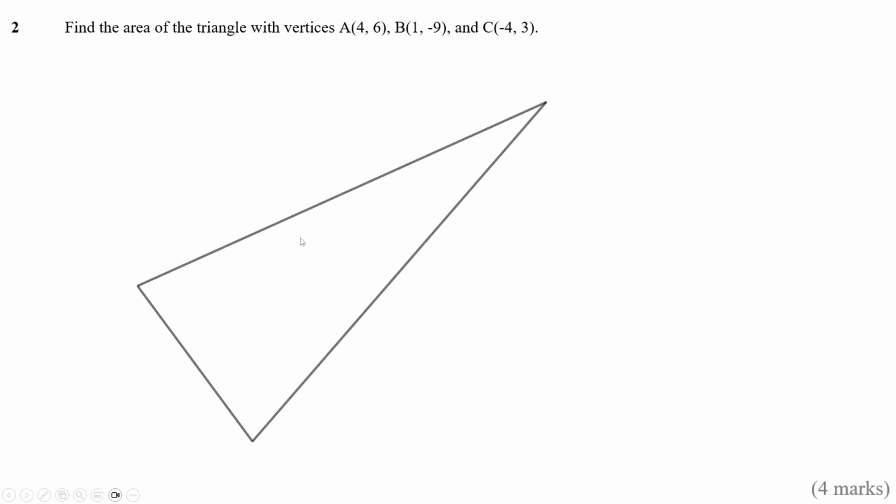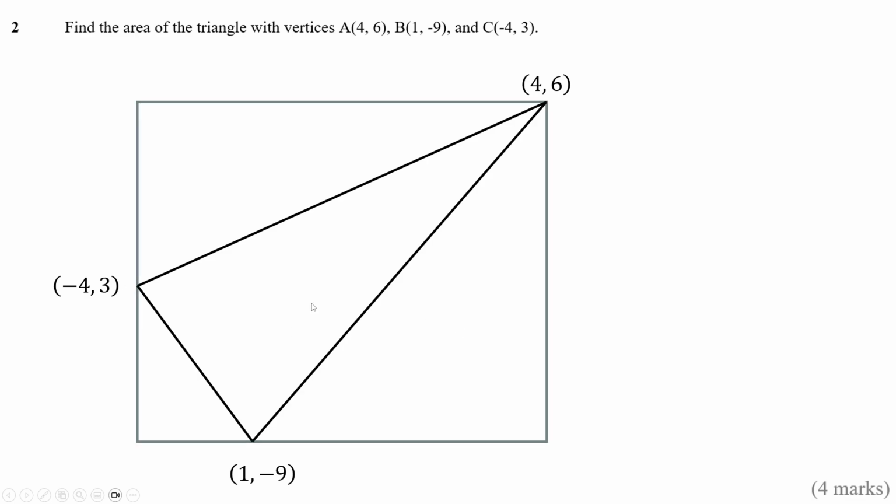Find the area of the triangle with vertices this. So if you just draw a simple diagram, you label this 4, 6 maybe, this one 1, -9, and this one -4, 3. There are actually a few ways to do this question. I mean, you could find the midpoint between these and find the height there and do half base times height.